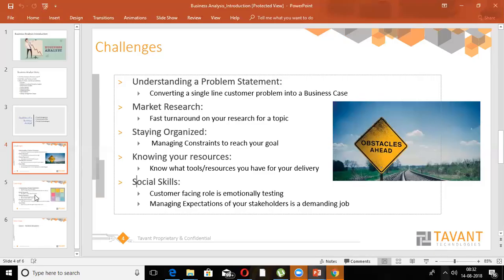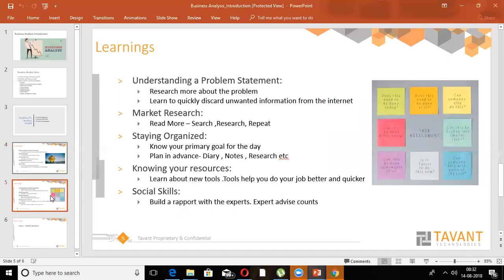Okay. So I'm going to move to the next slide and we'll close with it. All right. So the next slide talks about learning, right? So it's understanding the problem statement. Once you understand the problem statement, you do a little more research. Discard unwanted information. This may seem very simple, but there's a lot of junk on the internet as well. There's a lot of junk even within the documentation that's available.